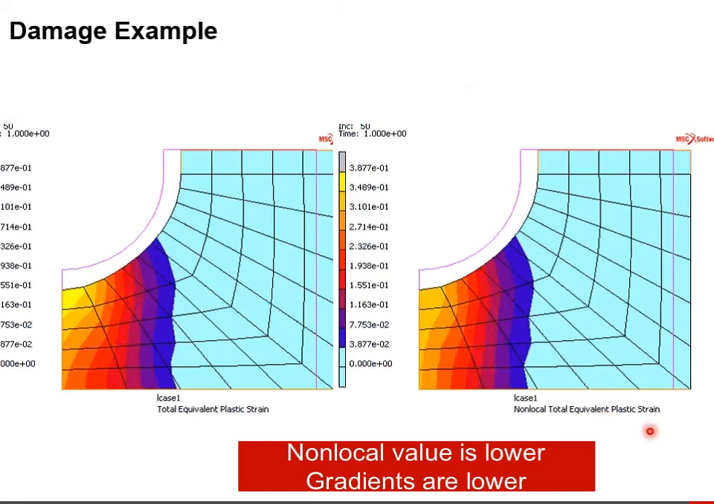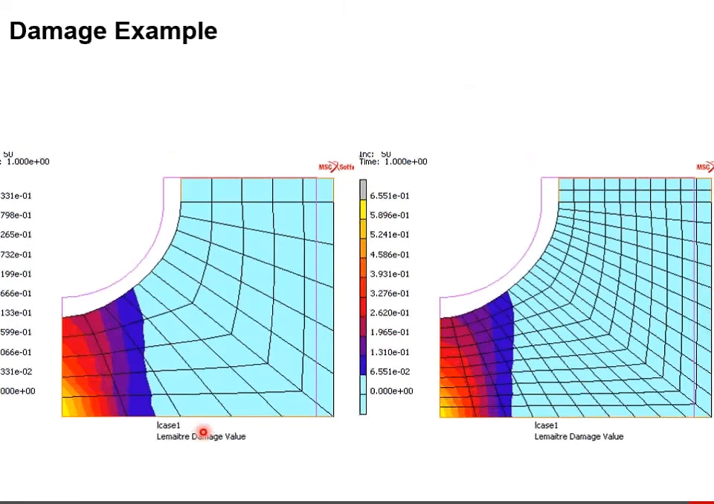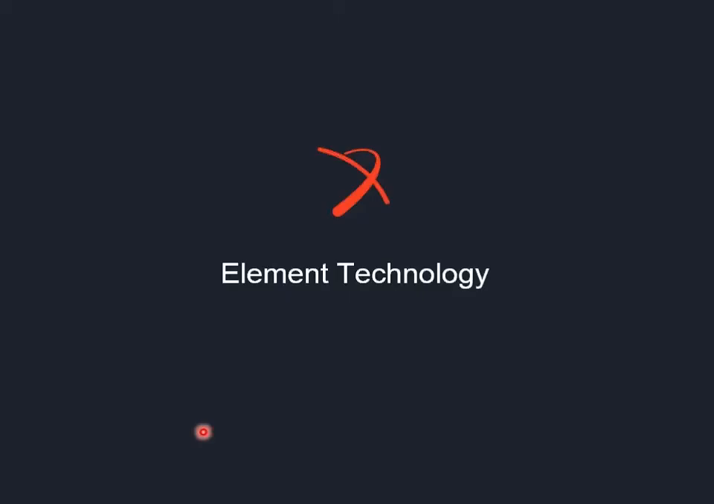This is the non-local total equivalent plastic strain. Here we have a bright yellow. We have very little bright yellow here. Typically, the non-local values are lower, and more significantly, the gradients are lower. So we can take a look at damage values and load carrying capacity. If the damage was used for influencing the Young's modulus or the yield stress, there would be less variation with element meshes.